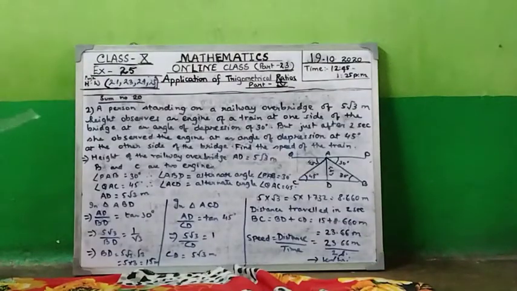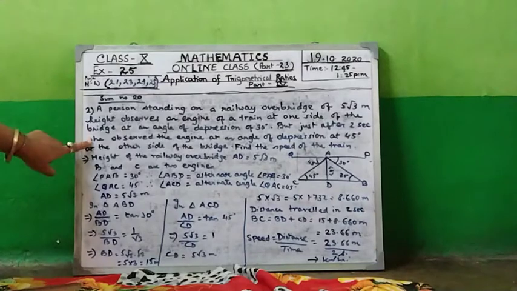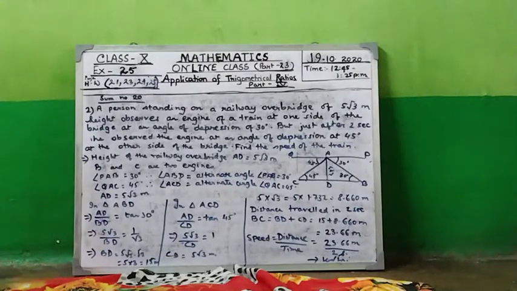Now I am coming with sum number 20 as my second application for my last class. A person standing on a railway overbridge at a height of 5√3 meter observes an engine of a train at one side of the bridge at an angle of depression of 30 degrees. But just after 2 seconds he observed the engine at an angle of depression of 45 degrees on the other side of the bridge. Find the speed of the train.